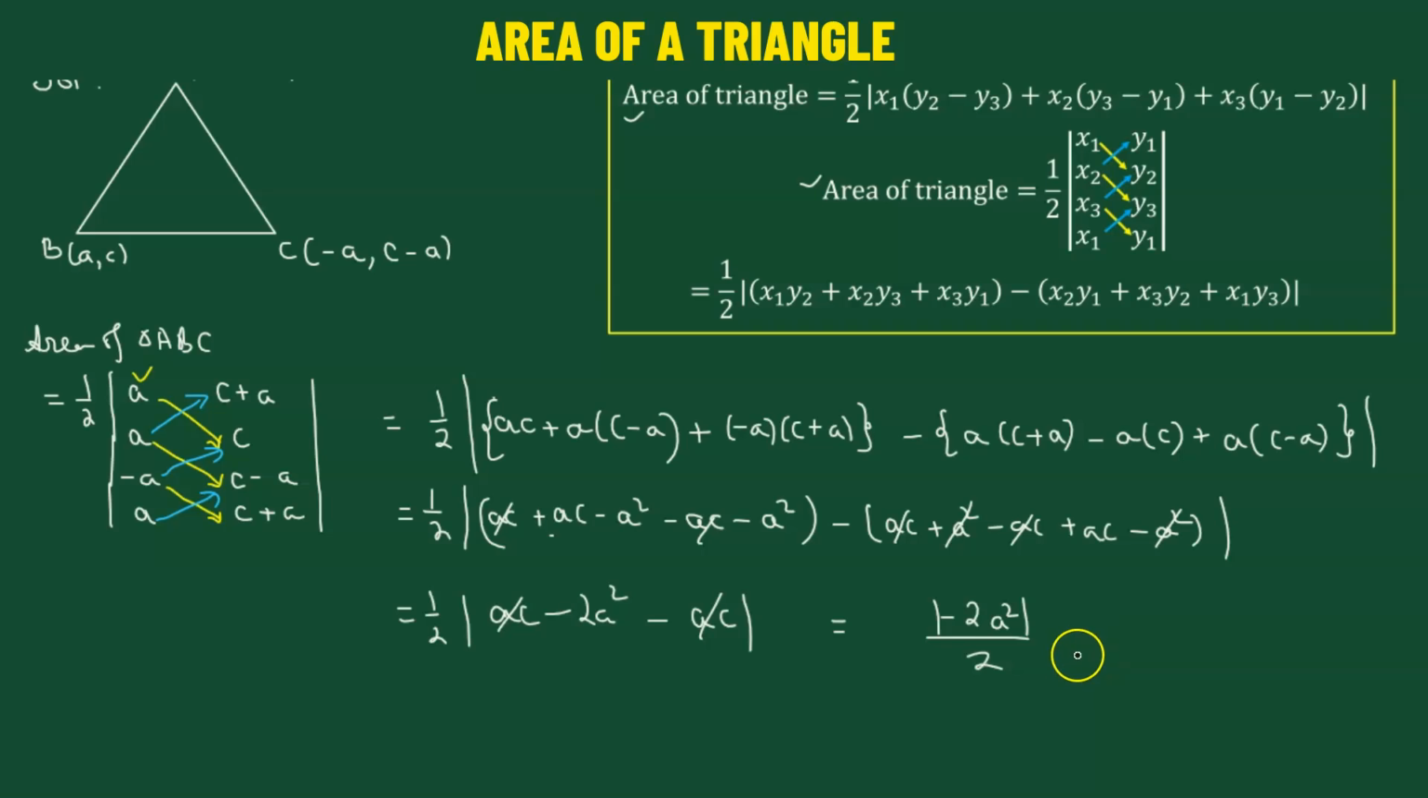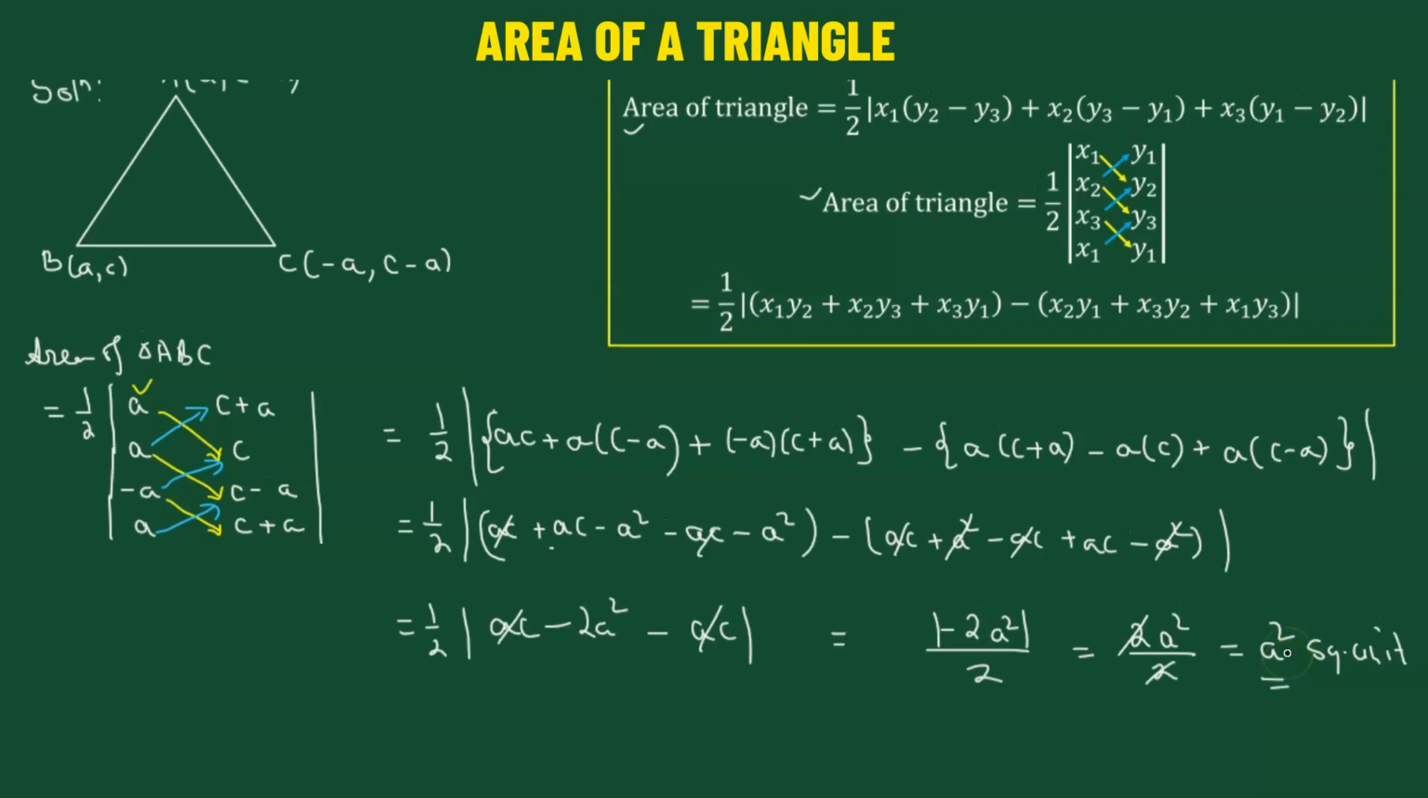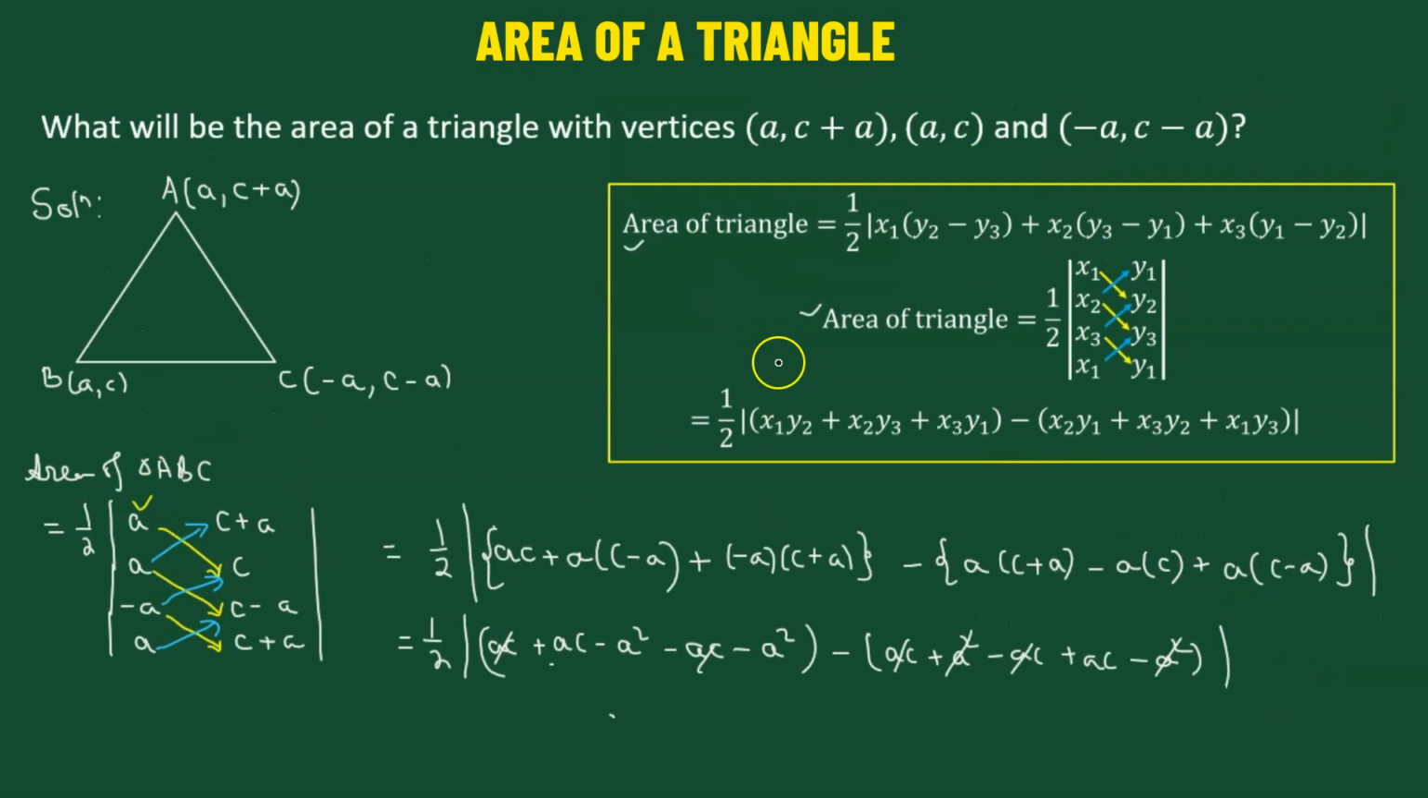Now absolute value will always make it positive. So we have 2 times a squared divided by 2. The 2 and 2 will get factored out, and that leaves us with the value a squared. So this is going to be the area of the triangle ABC, with the value of a squared. You can verify that we will get the same area of a squared if we use the first formula.